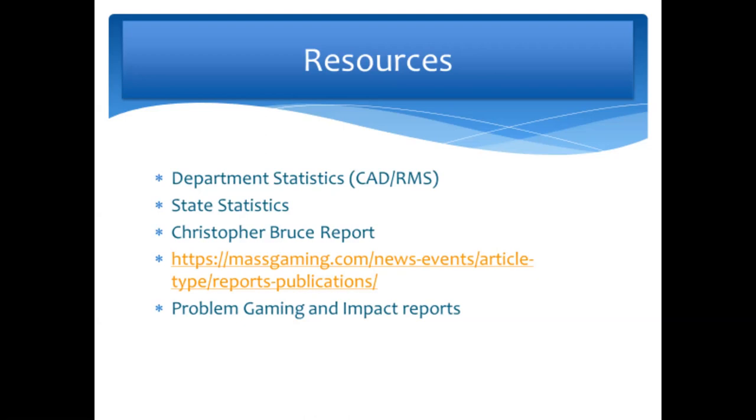The two biggest sources of information that we were able to pull from and use directly in the grant application, and I'll show that as I move forward, but Christopher Bruce, who's a college professor in Massachusetts, does a report, I think every year, for the Gaming Commission. That's the link. You could probably take a picture of it if you need to, or write it down. If you search Christopher Bruce Mass Gaming Report on Google, it's going to come right up. And that report's very detailed. It talks about every casino, every impact community.